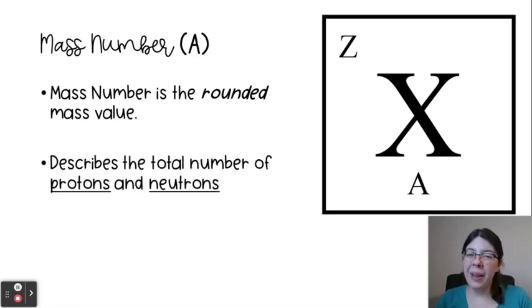The reason why we actually need to round is because the mass number describes the number of protons and neutrons in an atom. So we can't have fractions or partial parts of a proton or a neutron. We can only have whole numbers. So therefore, the mass number must also be a whole number.